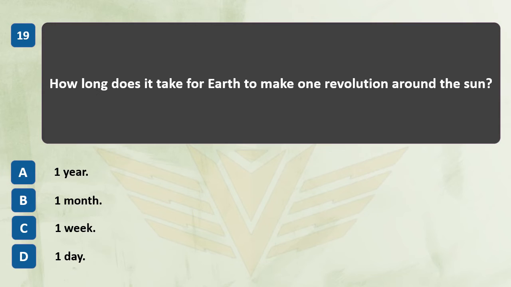How long does it take for Earth to make one revolution around the Sun? A. 1 year. B. 1 month. C. 1 week. D. 1 day.